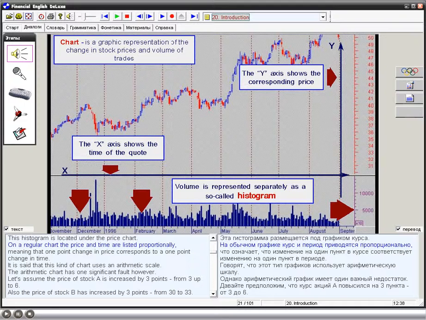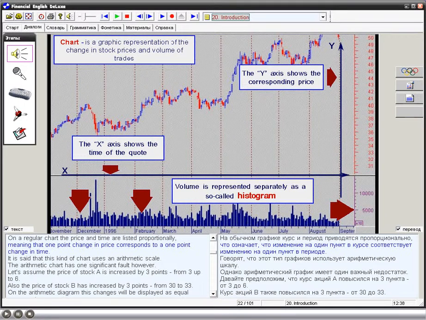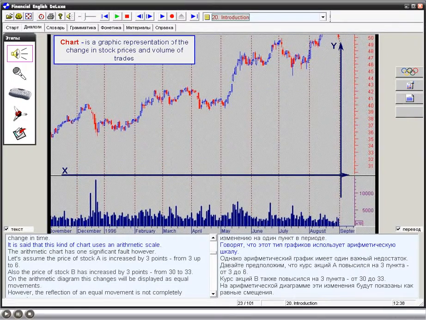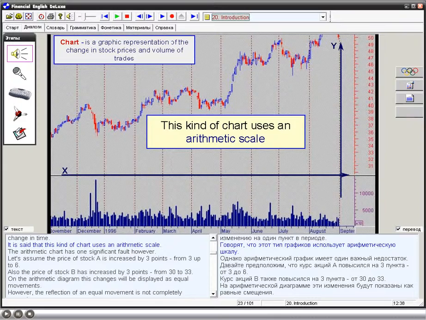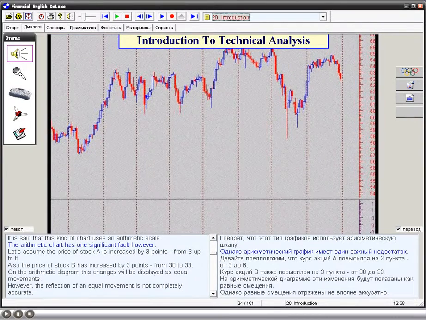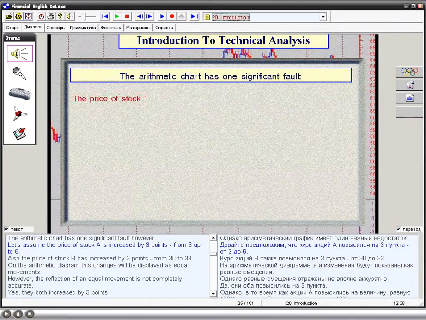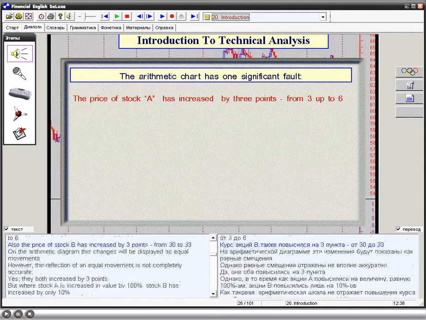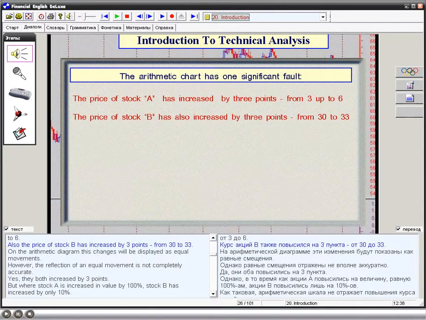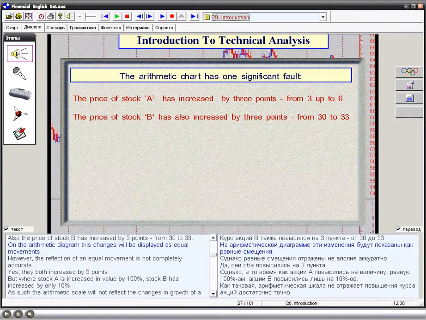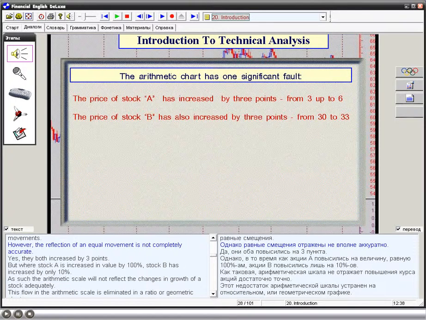On a regular chart, the price and time are listed proportionally, meaning that a 1-point change in price corresponds to a 1-point change in time. It is said that this kind of chart uses an arithmetic scale. The arithmetic chart has one significant fault, however. Let's assume the price of stock A is increased by 3 points, from 3 up to 6. Also, the price of stock B has increased by 3 points, from 30 to 33. On the arithmetic diagram, these changes will be displayed as equal movements. However, the reflection of an equal movement is not completely accurate.